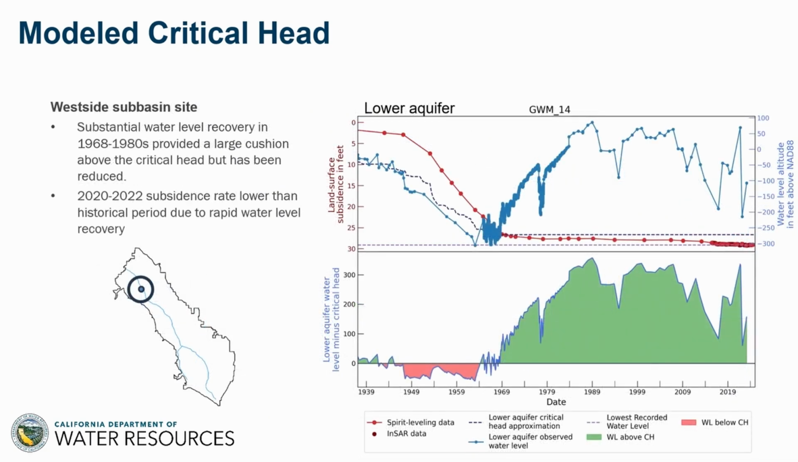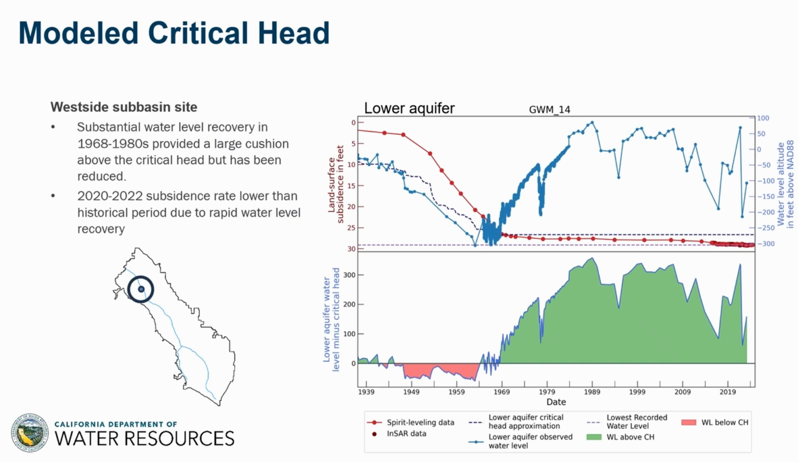So here's the critical head estimation for the third site, which is the west side subbasin site. So here I'll show both the lower aquifer critical head estimate on this slide and the upper aquifer on the next slide, since both aquifers contribute to subsidence at this location. So for the lower aquifer, the critical head story here is similar to the southern Tule subbasin site. Early in time, there was a very rapid decrease in the lower aquifer groundwater level that resulted in about 1 foot of subsidence per year from the late 1940s to the late 1960s.